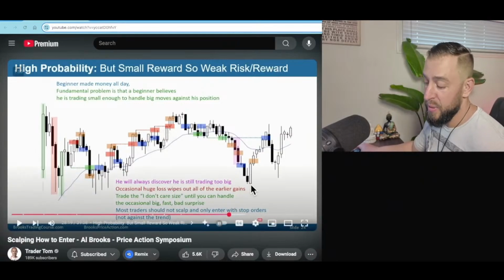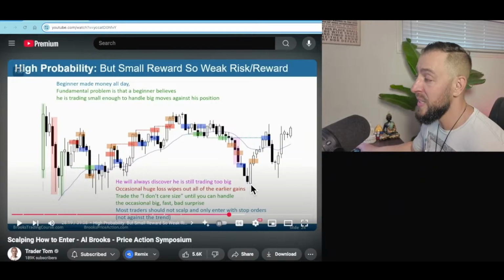Okay, slow and steady wins the race. I'll say it 100 times. Slow and steady wins the race. Remember the tortoise and the hare?